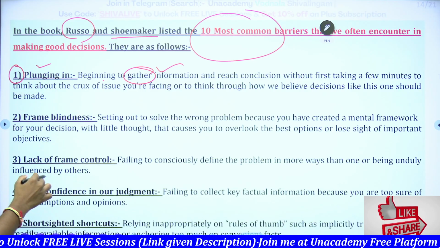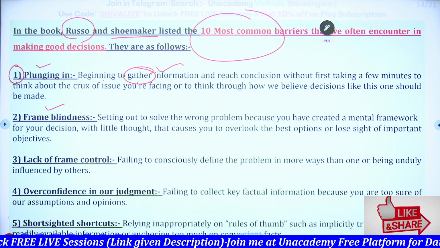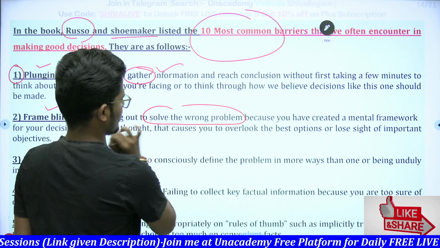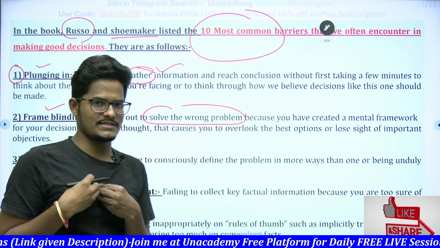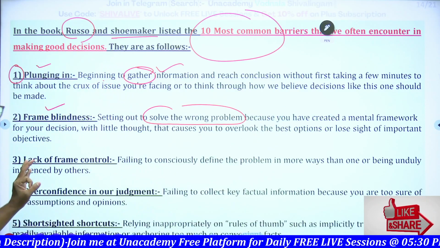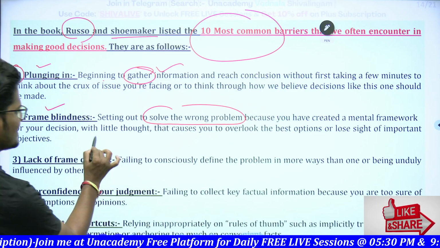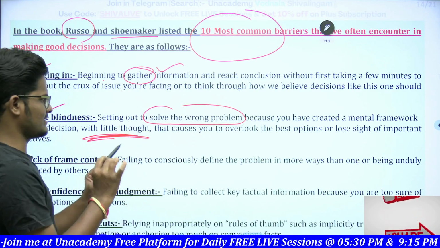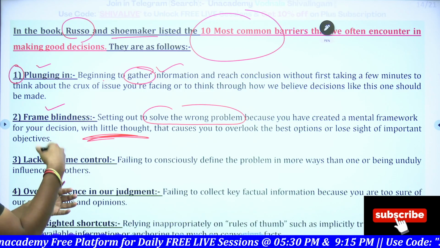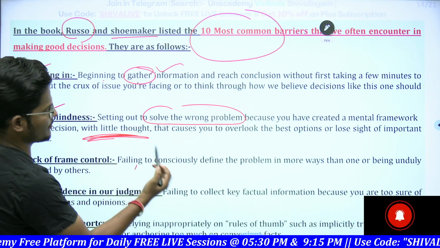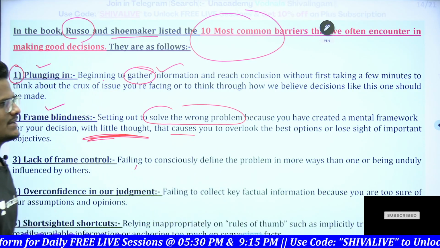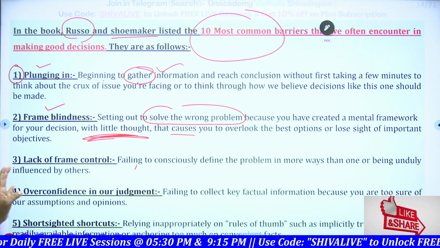Directly going into the conclusion without considering anything. Frame blindness. That means setting out to solve the wrong problem. So actually our problem is different. You are trying to solve another problem because you have created a mental framework for your decision with little thought, without considering many things, what is actually required for your problem. With a simple little thought, you are trying to arrive at a solution to the wrong problem. That causes you to overlook the best options and lose sight of the important objectives also.